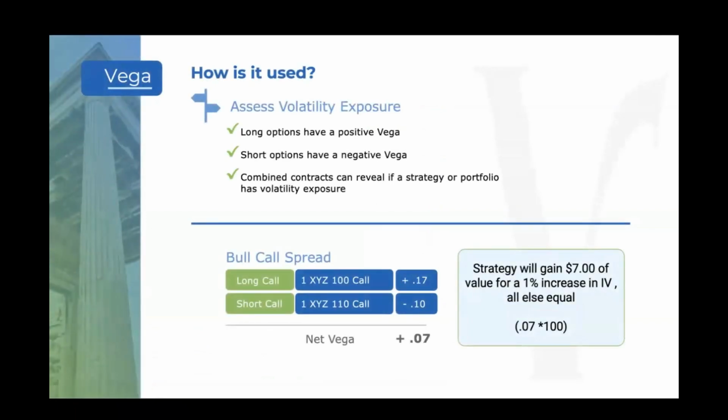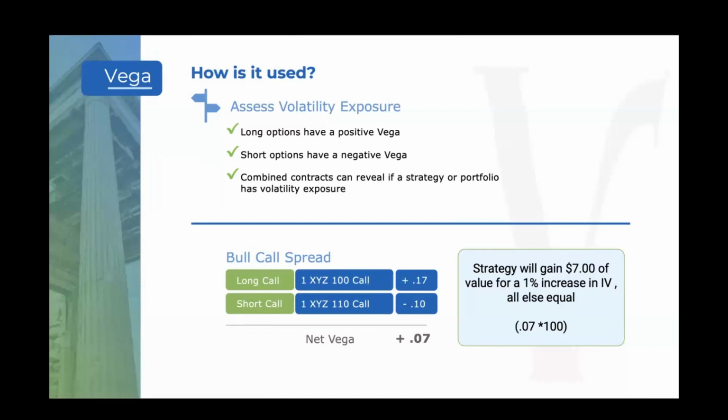So how do we actually use Vega? Use it to assess our volatility exposure. And it also puts together some perspectives as well. All long options, regardless if it's a call or a put, will have a positive Vega. Short options, regardless if it's a call or put, have a negative Vega. Combined, you can see the theme here. It will show you if you have volatility exposure or not.